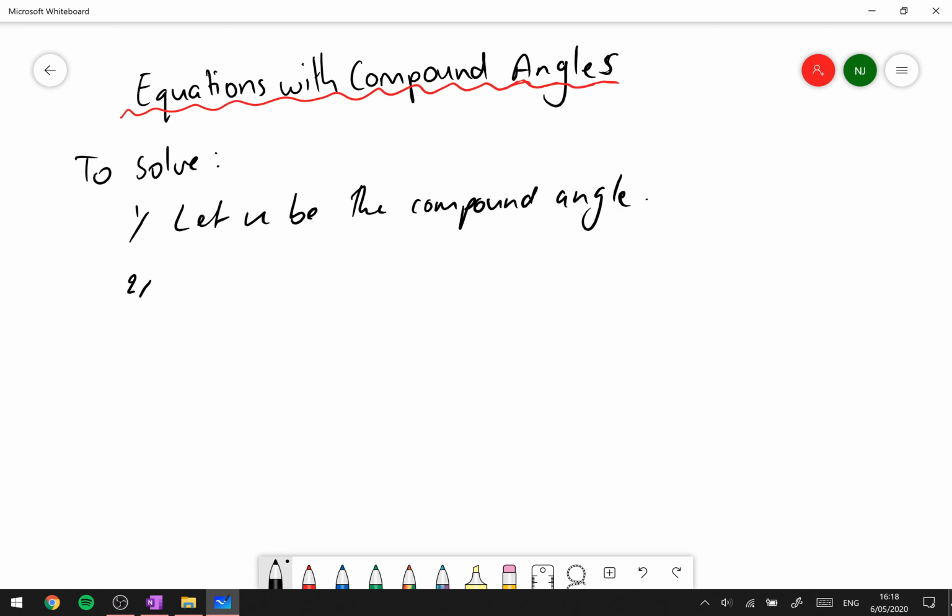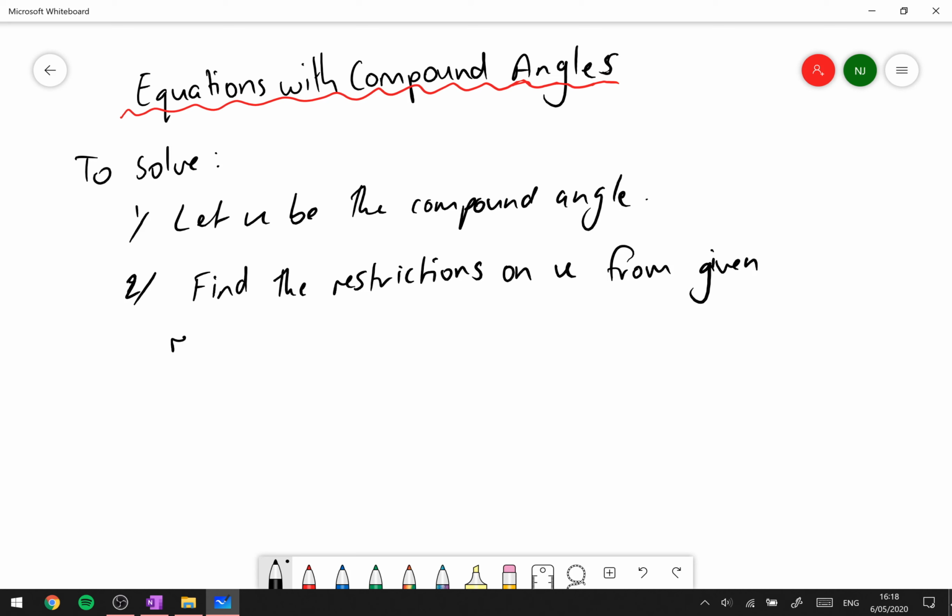Step 2, after that first step, is to find the restrictions on u from the given restrictions on x. I'm going to show you how to do that in the examples because I think it's much easier to show you when we've actually got an example, but it's not too hard.